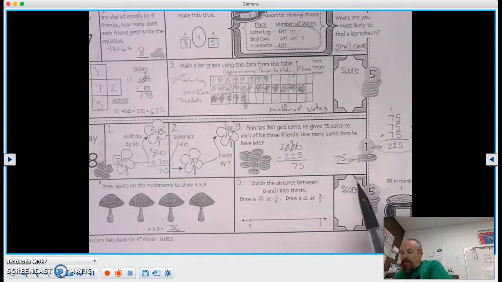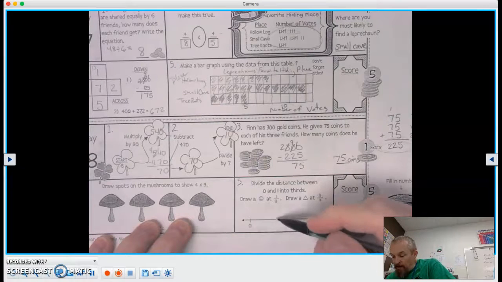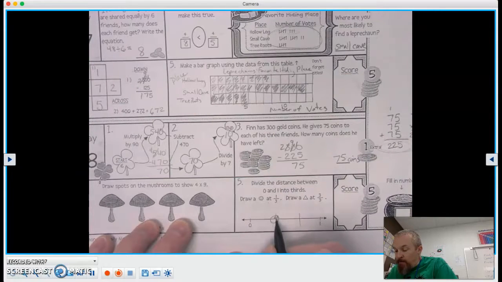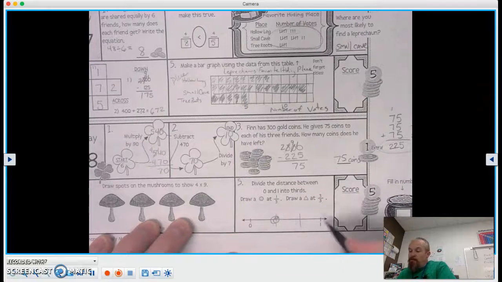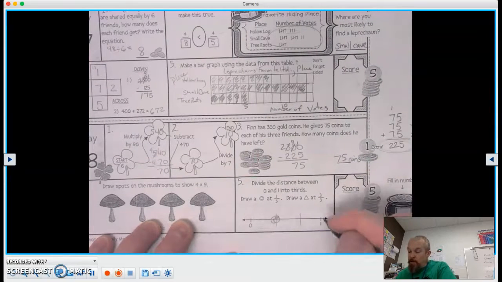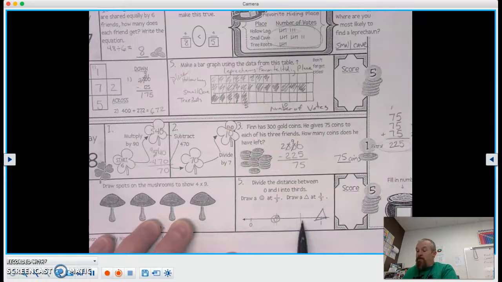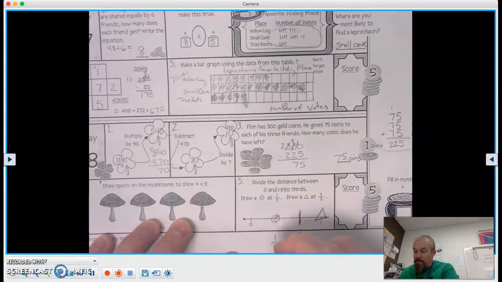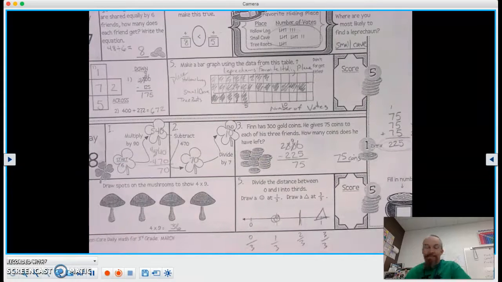Divide the distance between 0 and 1 into thirds. Draw a smiley face at 1/3. Draw a triangle at 3/3. Okay. So let's go like this and like this. So there we have 1, 2, 3 equal pieces, right? We're going to draw a smiley face at 1/3. Draw a triangle at 3/3. That's 2/3, right? So don't forget. There's your 2/3. Here's your 1/3. There's your 0/3, and there's your 3/3. Good job. I couldn't trick you that time, could I?